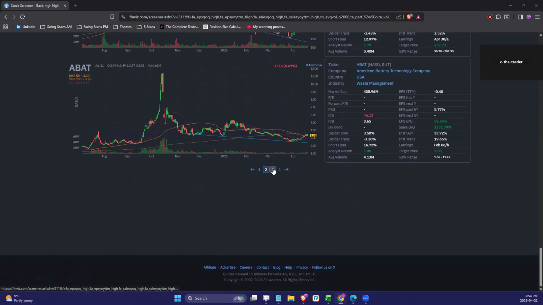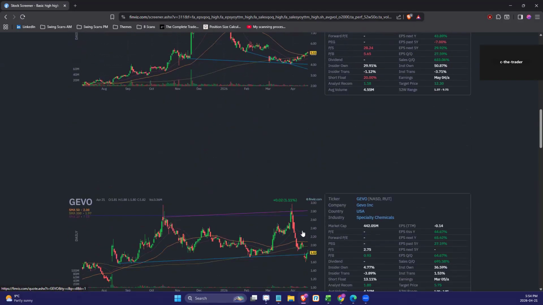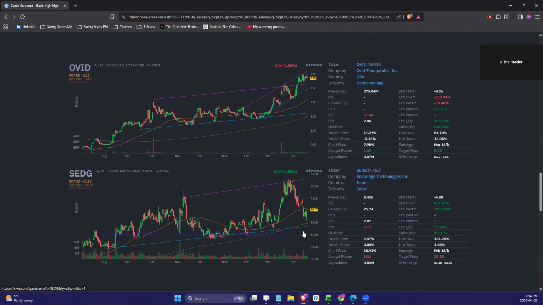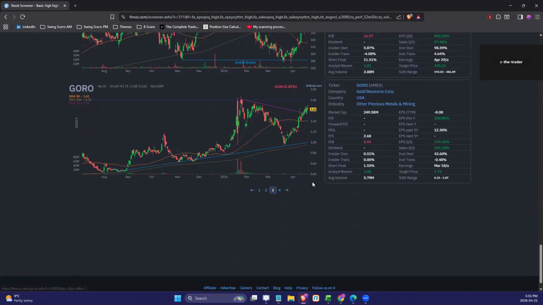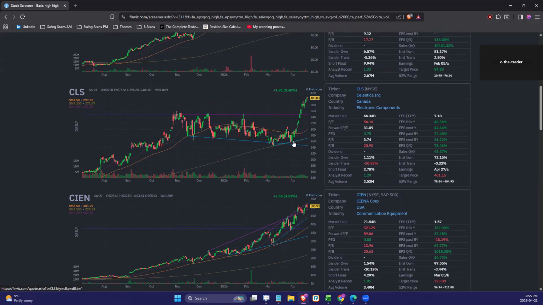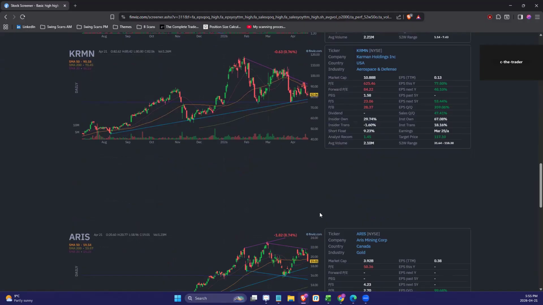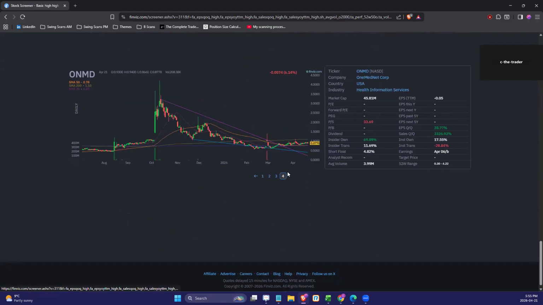What else here? ABAT, nothing's happening. Navi, no. Ovid, this one had a nice break this day. Goro, no, now we're getting to more liquid names. This had a really nice trend line break here, all the way up. What is that? Aris selling off.